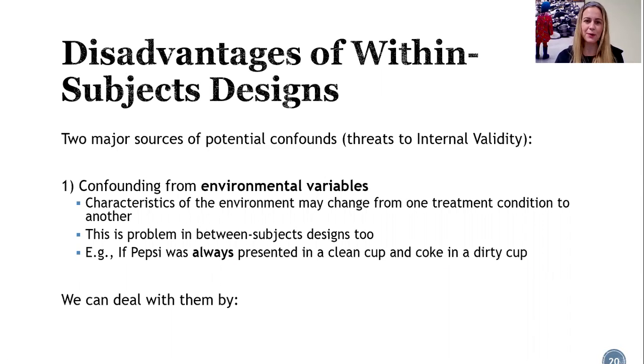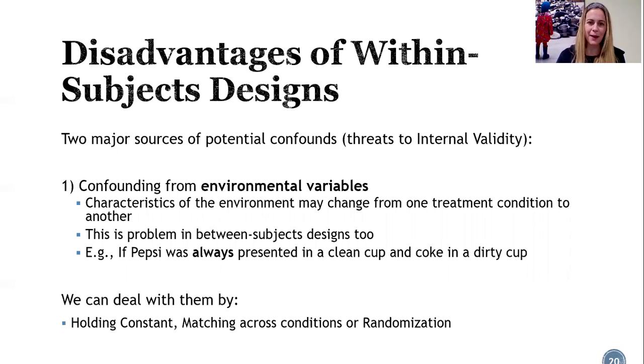So if we use the example from the taste test in the last video, when we wanted to see whether people prefer Pepsi versus Coke, well, if we always gave people Pepsi in a clean cup and we gave people Coke in a dirty cup, well, first of all, that would be disgusting. And second of all, we would have no way of knowing whether people prefer the Pepsi because they like the taste of it or whether they just like to drink out of a clean cup. So we want to avoid this confound due to the environment.